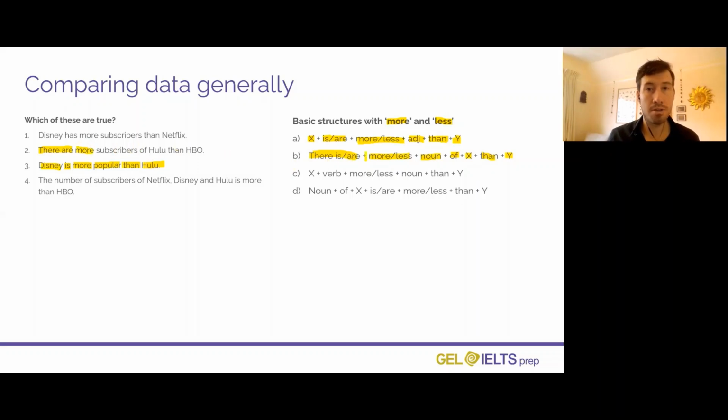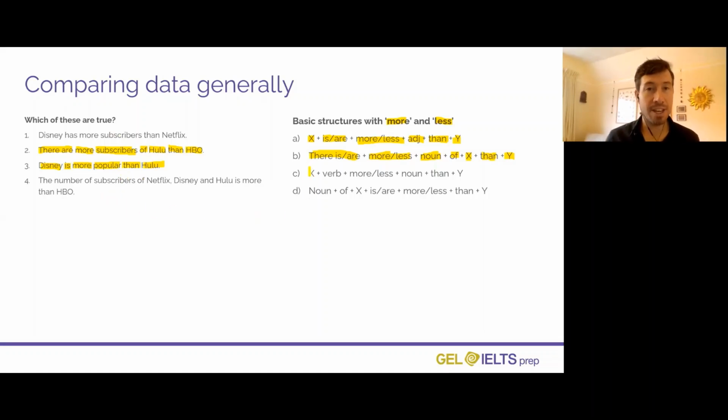More here. A noun, the noun here is subscribers. Then we've got of. When we're connecting 2 nouns together, we need to use the preposition of. And then we've got X, which is Hulu here. And we've got than. And then we've got Y, which is HBO. So that's another structure when you want to compare nouns. And the thing we're comparing in this situation is the noun subscribers. In the previous example, the thing we were comparing was the adjective popular. So there are 2 different structures for comparing.